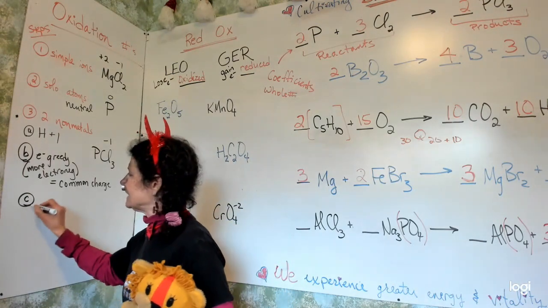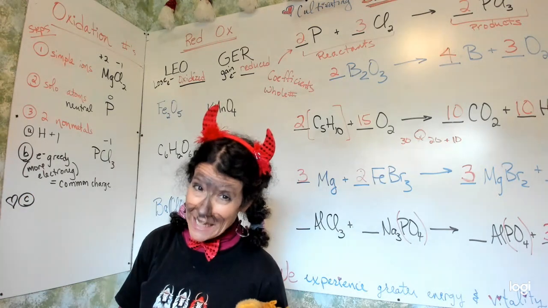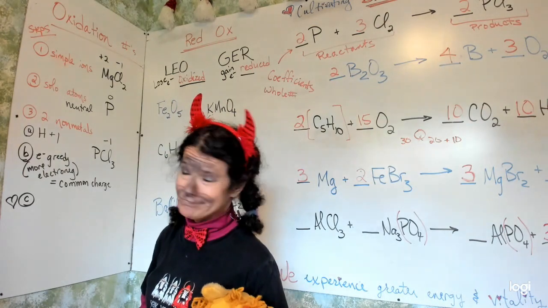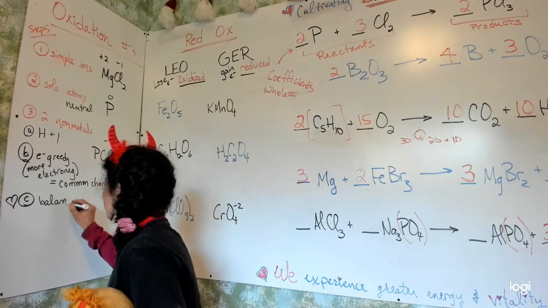Step C, this is, one of them has to take 1 for the team. One of them basically gets screwed. The other one has to balance. So overall neutral.